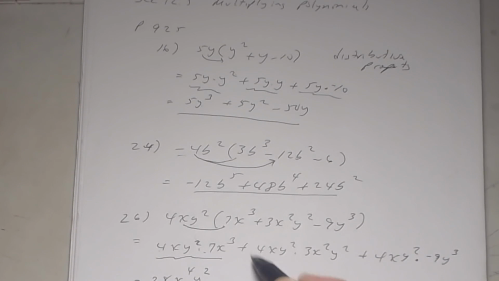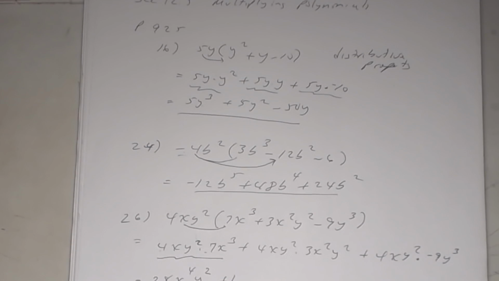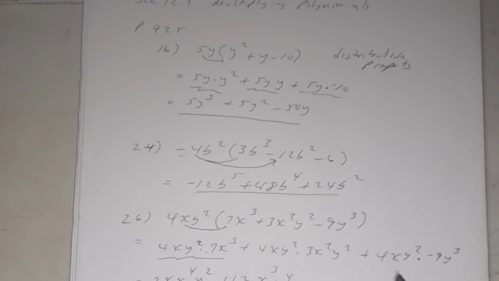Okay, the next one. What's a positive 4 times a positive 3? Positive 12. What's x times x squared? X squared. Now tell me what I get when I multiply the y's. Y to the fourth, because y squared times y squared is y to the fourth. Now the next one. What's a positive 4 times a negative 9? Negative 36. What do you get when you multiply the x's together? It's just x. There's just one factor, right? What about the y's? Y to the fifth, right? Are any of these like terms? No. None of these are like terms, so there's your answer.